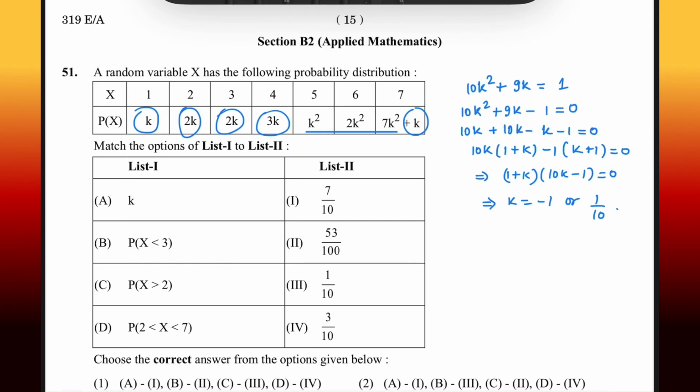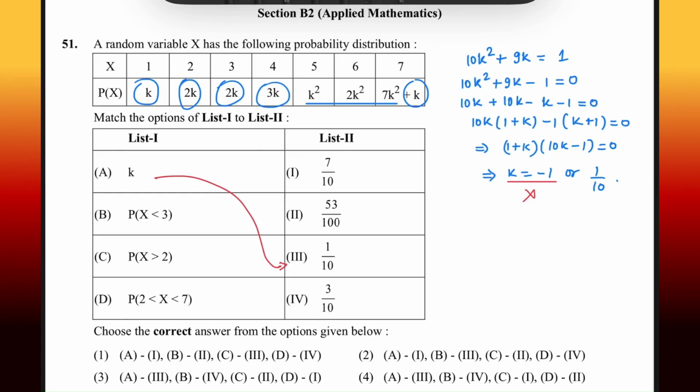But k cannot be equal to minus 1. Why? Because k is the probability when x equals 1, and probability cannot be negative. So k has to be 1 over 10. So the value of k is matching with option 3. So A matches with 3. So the first option and second option, these two are incorrect. So let's start with C.